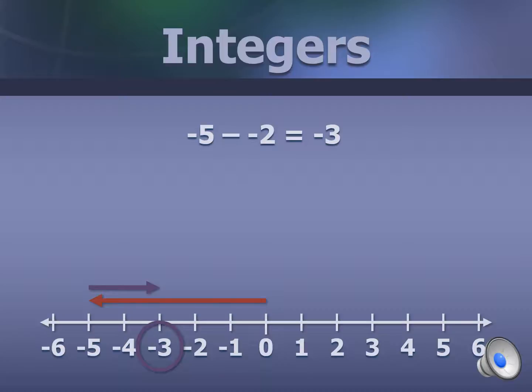Now, a little thing that you can do when you are subtracting 2 negative numbers, you can actually take away the negative signs, and you can just say 5 minus 2 equals 3, and then you just add back on that negative sign at the end of the problem. But you just have to remember to add back on the negative sign. Okay, that's a little shortcut that you can do.